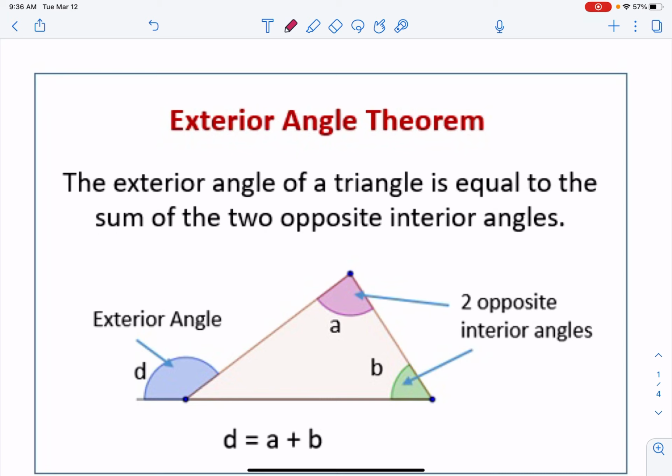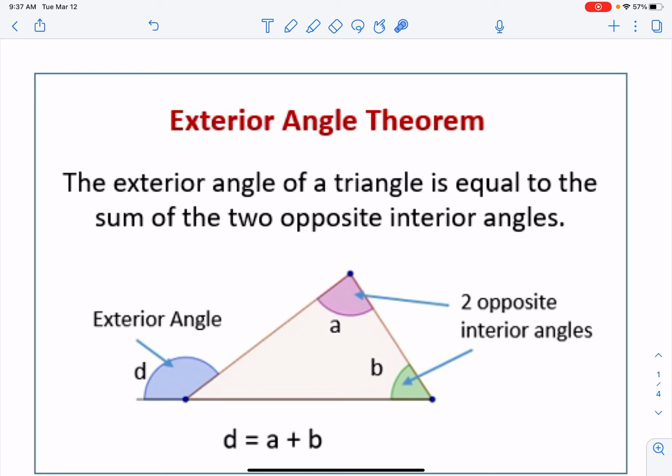The exterior angle theorem of a triangle is equal to the sum of the two opposite interior angles. So when we look at the angles of a triangle, we have two different types of angles. We have interior angles, which are inside of the triangle, and we have exterior angles, which are outside of the triangle. And they're created by extending one of the sides and then measuring that angle between the other side. So that's the exterior angle.